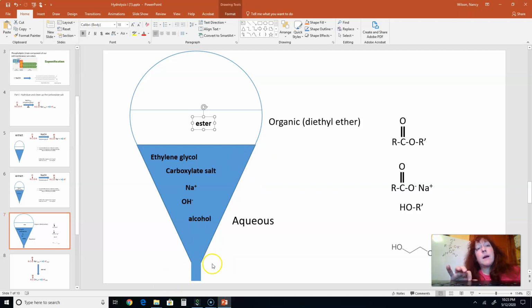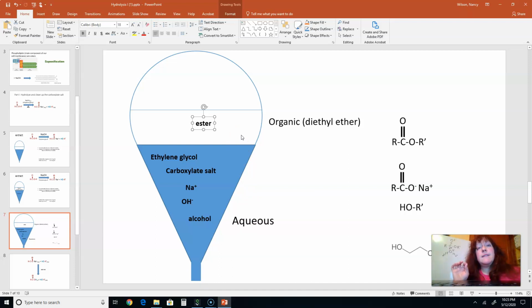And it would have a stopcock at the bottom, and you would pour your dissolved carboxylate salt into it, add the ester. You'll have a video that shows shaking and venting and mixing this up and letting it settle out. And you can then draw the bottom layer out through the stopcock to keep it separate from the organic layer that's left in the funnel.